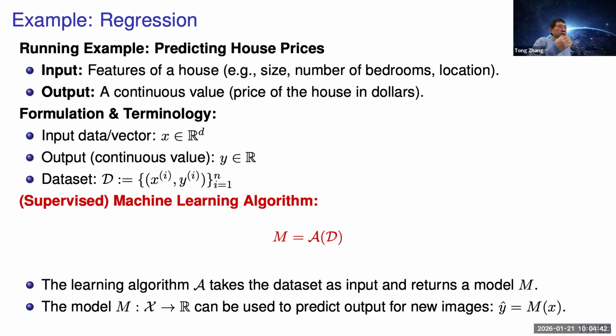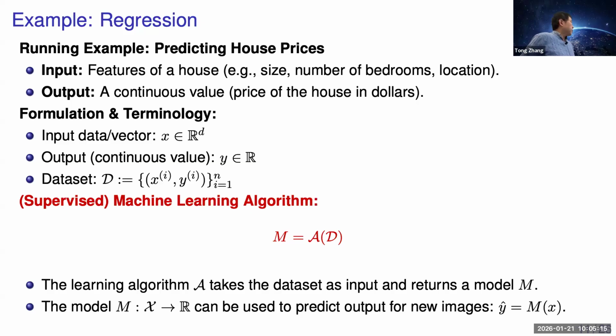Either the vector is the original data or it's learned data, like the representation learning we will talk about. The output for regression is just a real number, a continuous value. For classification, it's binary or multiple categories. And you have training data: X, Y, and you have N of that training data.